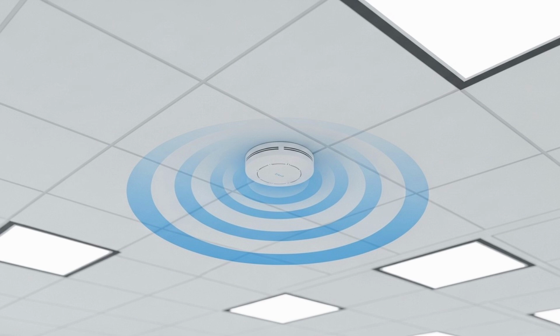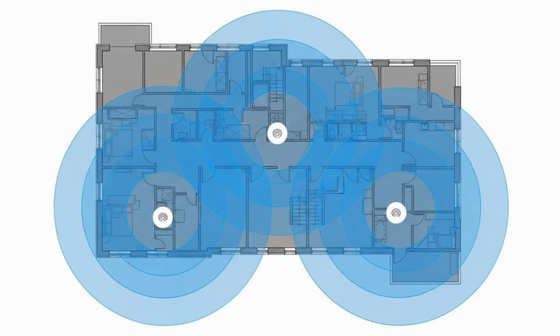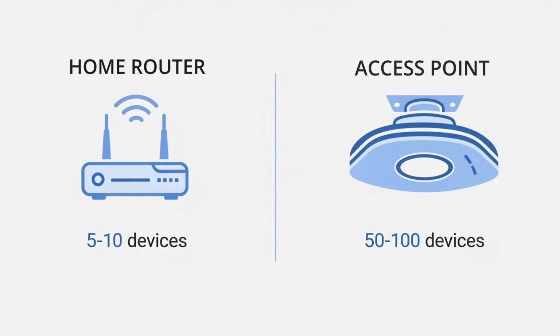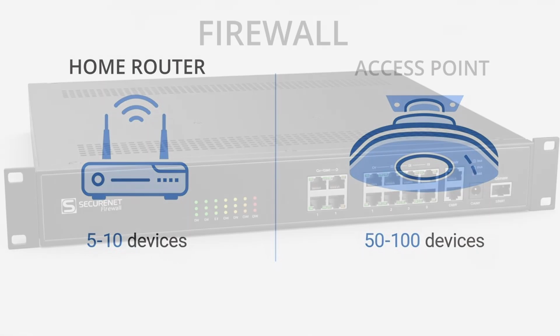An access point plugs into your wired network through a single Ethernet cable and creates a wireless bubble around it. Multiple access points work together to blanket an entire building with seamless Wi-Fi. Unlike home routers, professional access points can handle hundreds of devices connecting simultaneously without slowing down. They're designed to be powerful, reliable, and often nearly invisible when mounted.